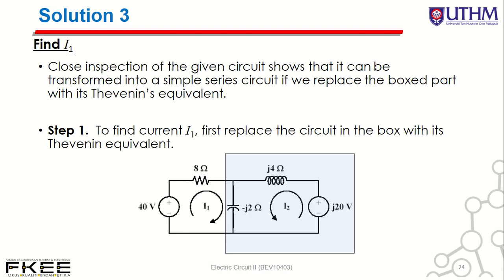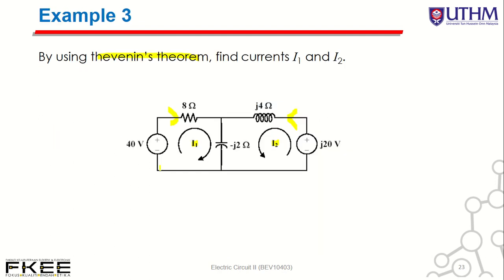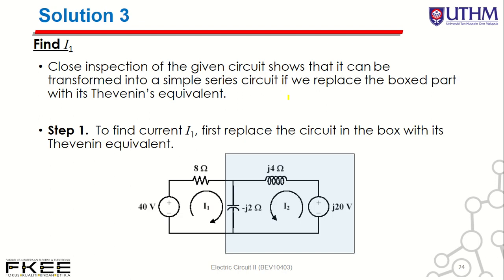Okay, so next, what you need to do? First, we determine I1. In order to determine I1, you can replace this circuit by a Thevenin equivalent circuit. You can put a box here, and then we can determine the Thevenin equivalent circuit. Then you can determine the VTH and ZTH from terminals A and B.